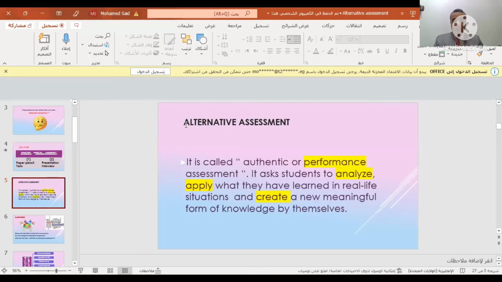Ladd. So this kind of assessment asks the student to analyze. This is the first main verb. The students are analyzing. The students are applying what they have learned in real life situations, and creating a new meaningful form of knowledge by themselves. The student himself is progressing. The student is learning in his own way, and he can put the language learned in a new form than the teacher has given it to him. So this is a good advantage for the alternative assessment.